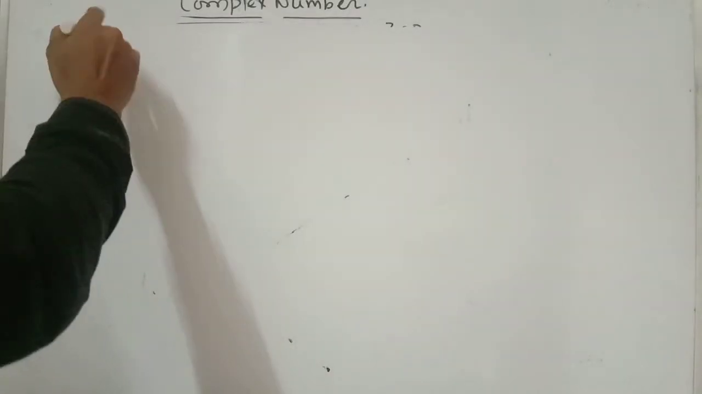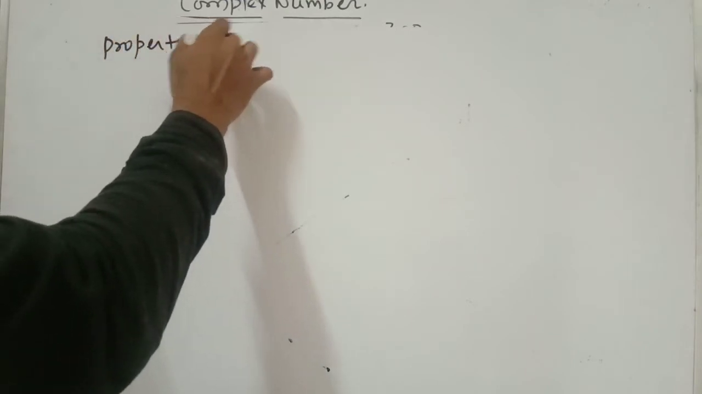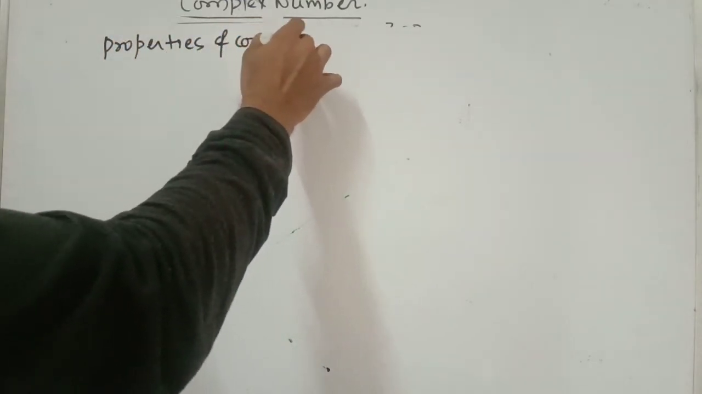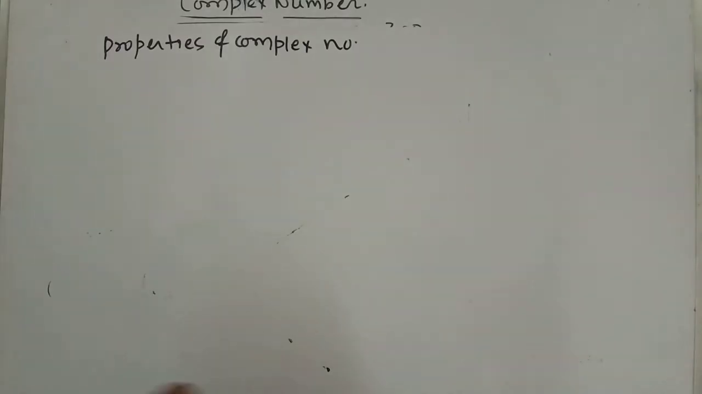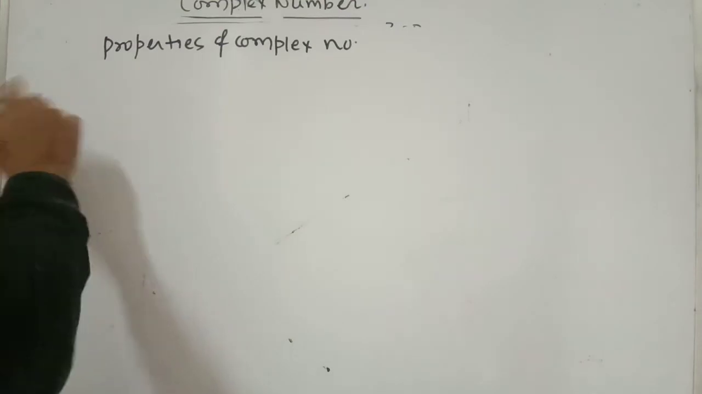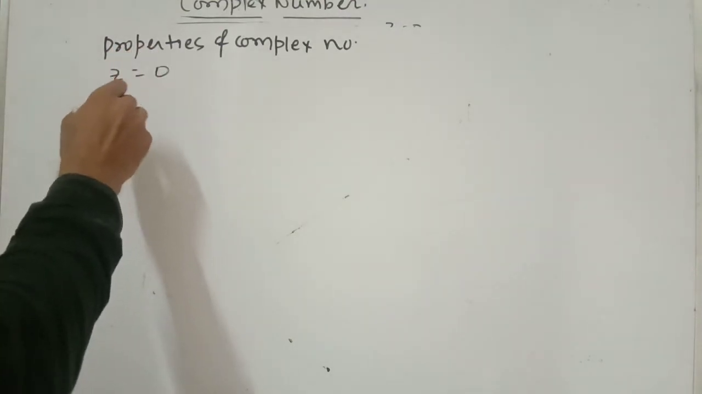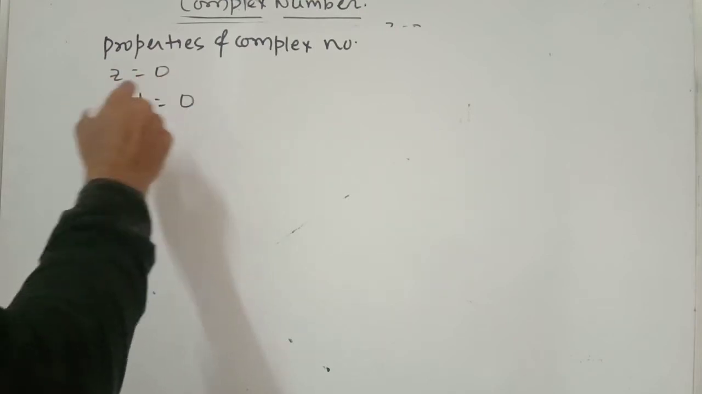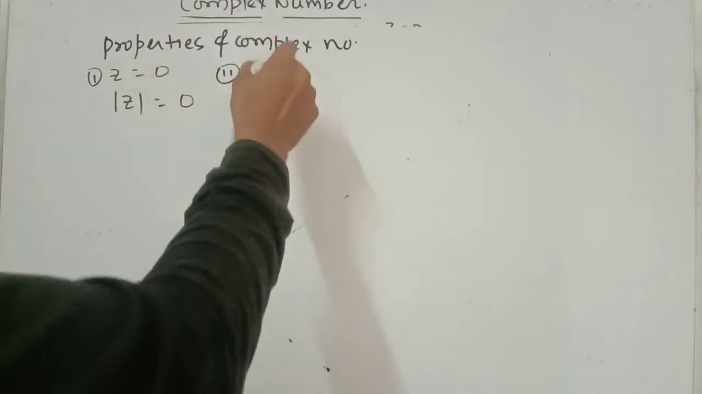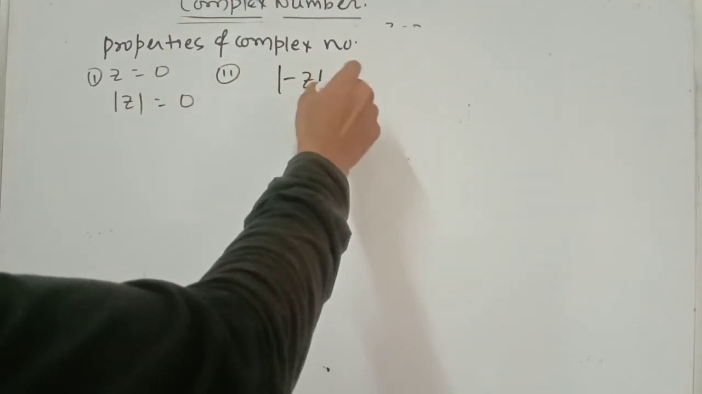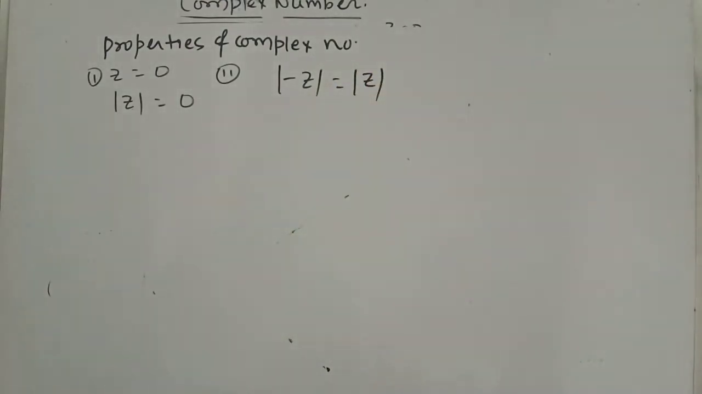So now I am going to discuss the properties of complex numbers. So what are the properties of complex numbers? Let me consider any complex number z equal to 0, then the modulus or absolute value of the complex number is also 0. That is property number 1. Property number 2: if you find the modulus of negative z, it will be the same as the modulus of the complex number.